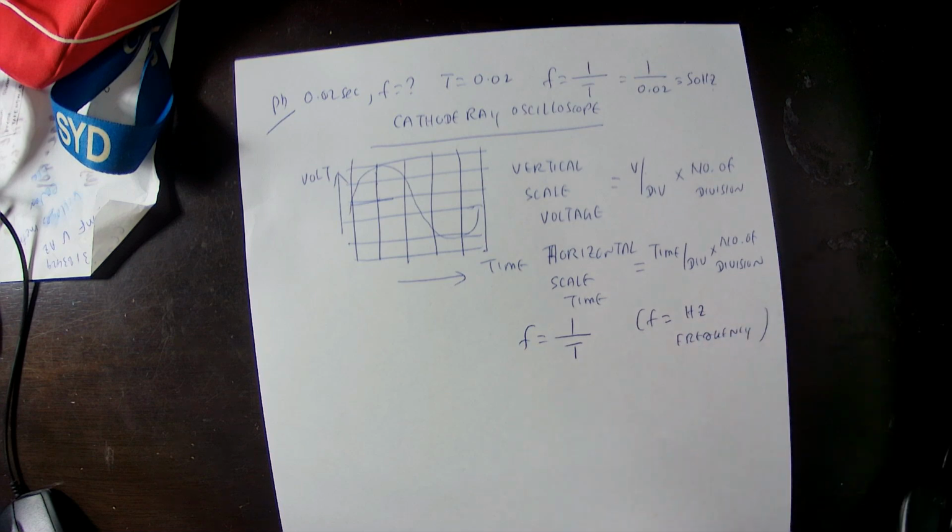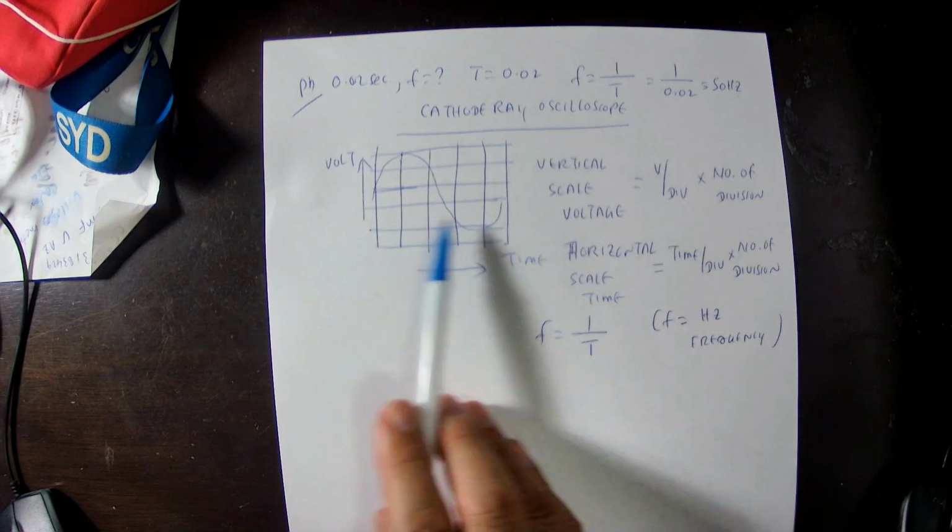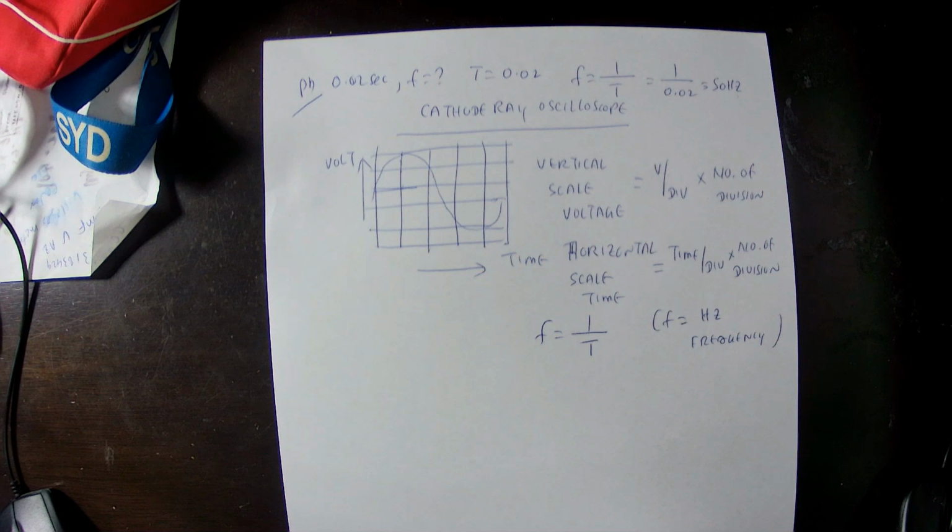So this is how to measure the voltage and the frequency of the AC waveform by using the cathode ray oscilloscope. On the vertical scale, we can measure the voltage. On the horizontal scale, we can measure the frequency. How to measure the voltage?